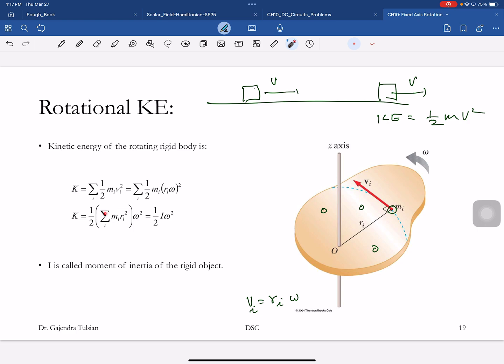Now again, this sum is hard to do, but for some symmetric objects it can be done, and they actually do it for you and give it to you in tables. This we call the moment of inertia. I is defined as each little piece of mass of the object times the distance of that piece squared from the axis of rotation.